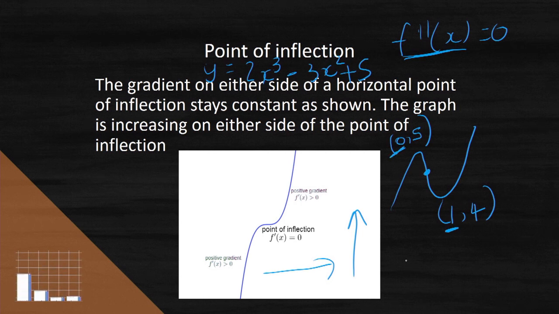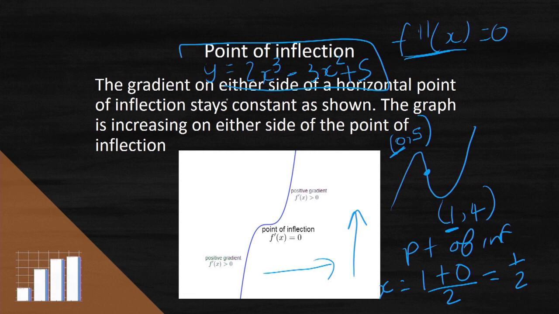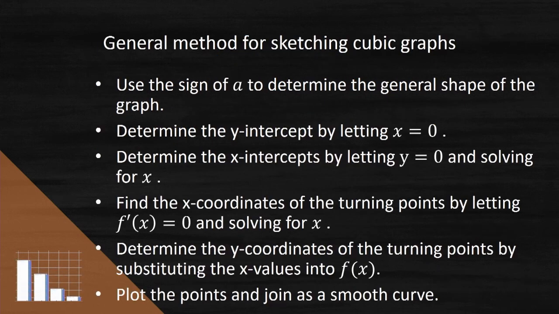So to find my point of inflection, all I would do is add the x values together and divide by 2, because the point of inflection lies midway between your maximum and minimum values. So 1 plus 0 divided by 2 gives me a half. So my point of inflection would be x is equal to a half, and you can actually check that with the function I've given you by finding the second derivative, and you will see that you get the point of inflection being a half.